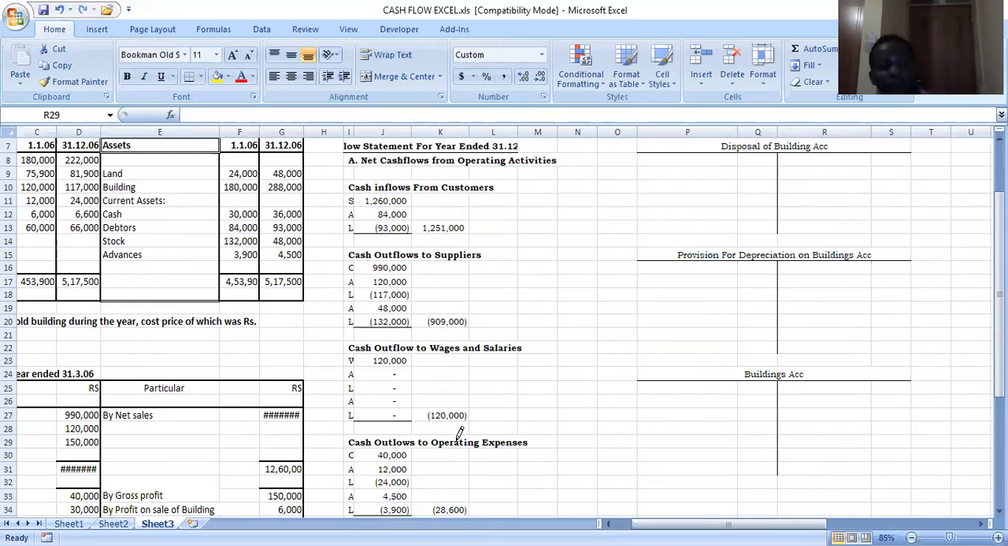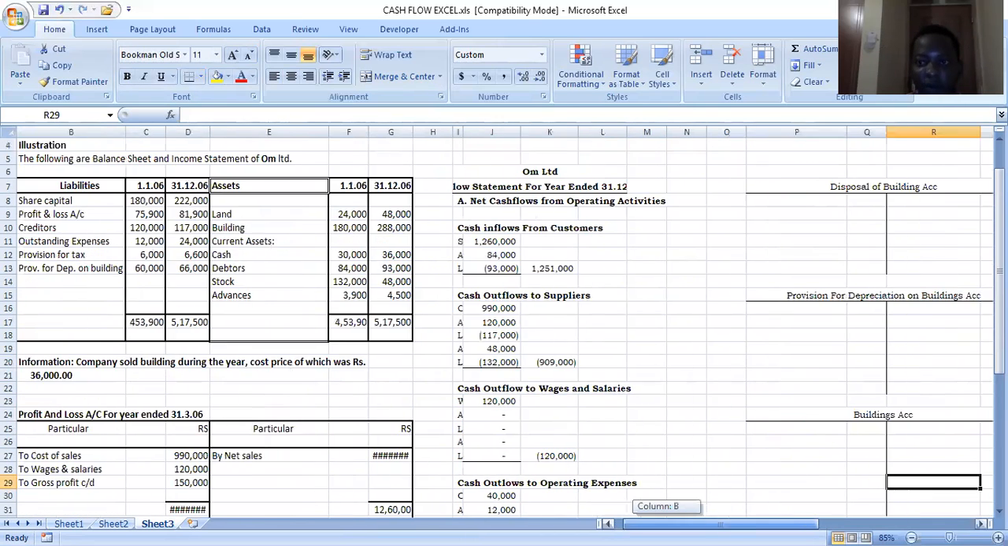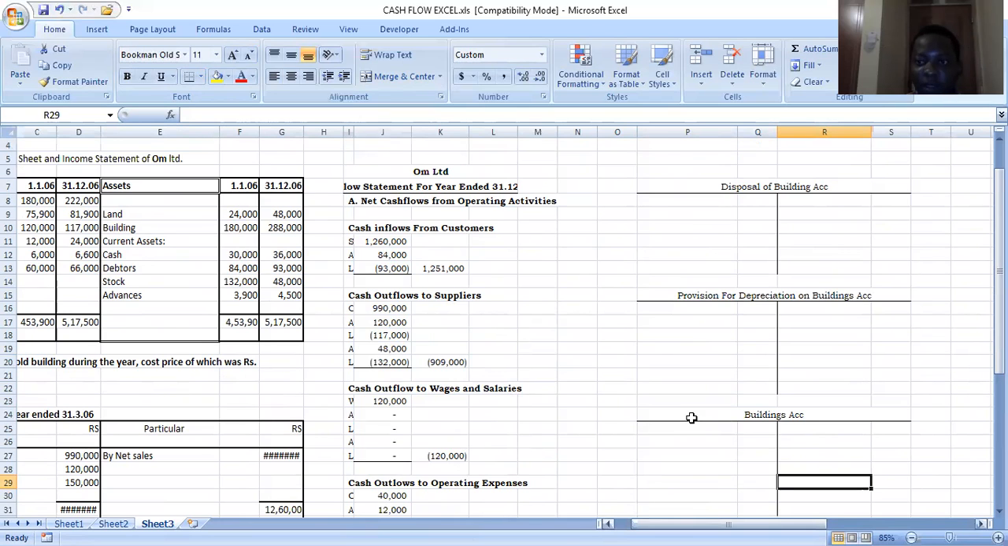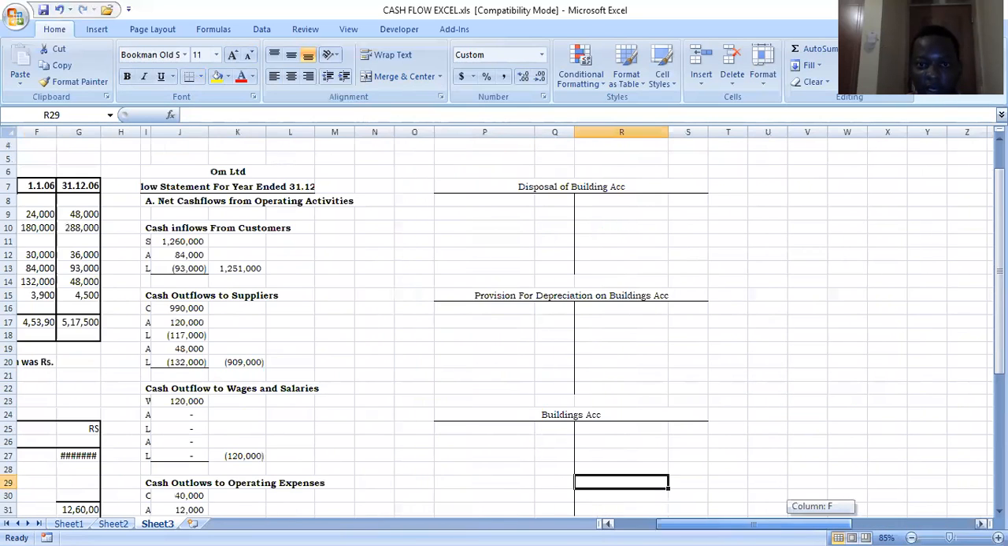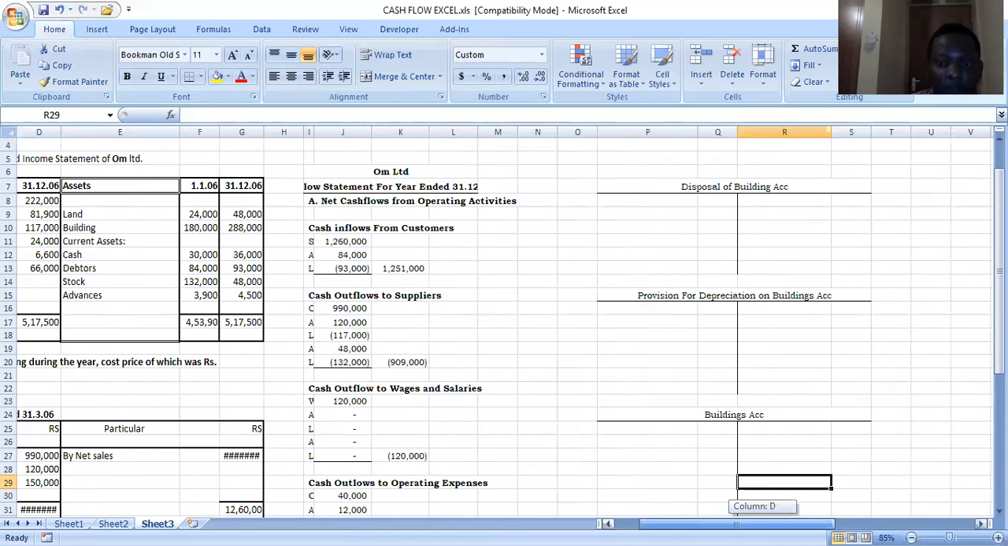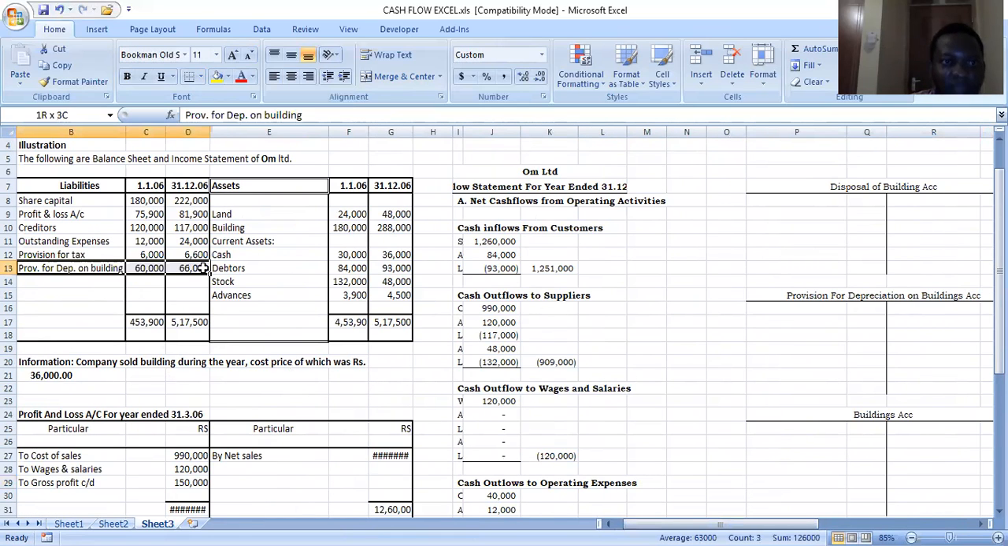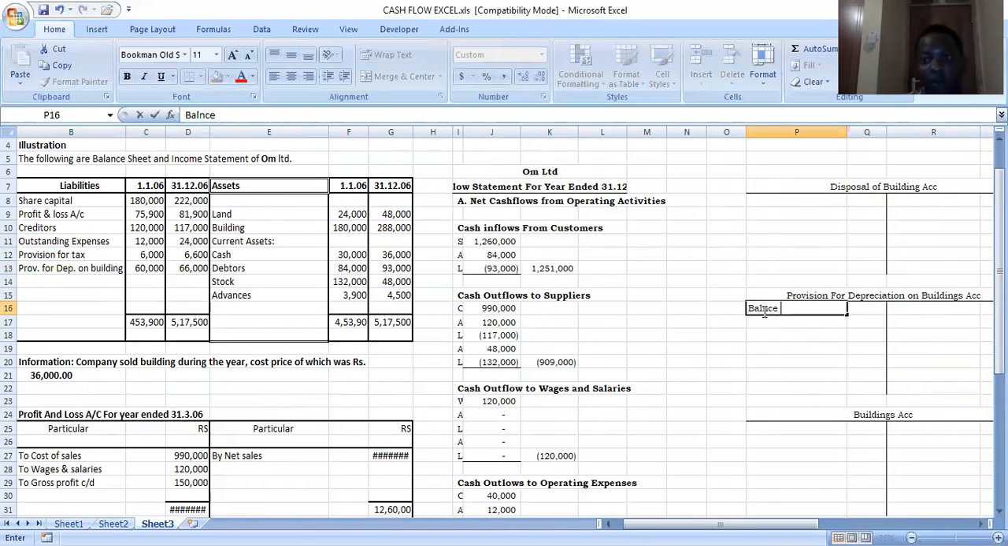There is a disposal of buildings, provision for depreciation on buildings, and buildings account. First of all, let us put the information in the provision for depreciation and buildings account, and then we adjust our disposal of buildings account. So we have our provision for depreciation on buildings in our balance sheet, as I've highlighted there. At the beginning, the provision for depreciation was 60,000, and in the end, it's 66,000 shillings. So the balance brought down at the beginning is 60,000.